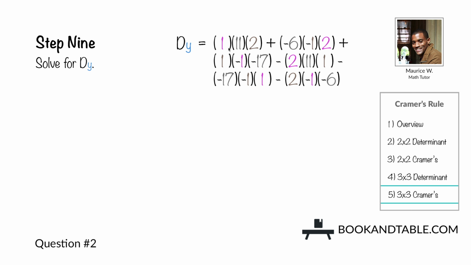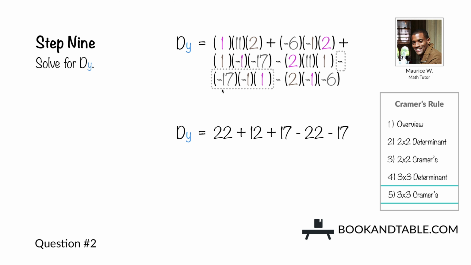So we get dy is equal to 1 times 11, which is 11, times 2 is 22, plus negative 6 times negative 1 is positive 6, times 2 is positive 12, plus 1 times negative 1, which is negative 1, and negative 1 times negative 17 is positive 17. Negative 1 times 2 is negative 2. Negative 2 times 11 is negative 22. Times 1 is negative 22.